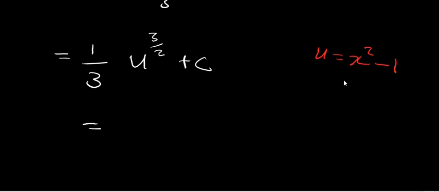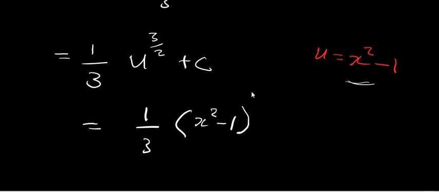We are going to put that guy here, okay? So meaning we are going to have 1 over 3 open bracket x squared minus 1 close bracket to the power 3 over 2 plus c. Okay, so that's what we are simply going to have.